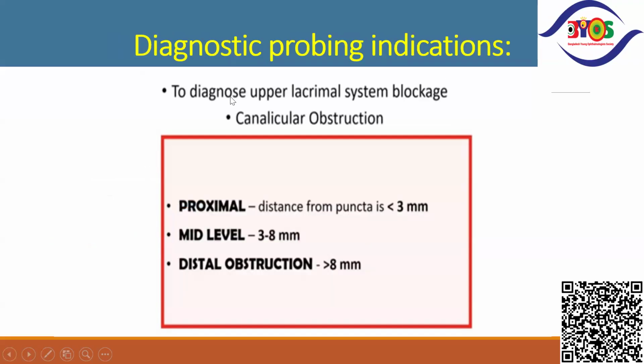The diagnostic probing indications are to diagnose upper lacrimal system blockage and canalicular obstruction. If there is a proximal blockage, the distance from the puncta while we probe will not exceed the 3 millimeter mark, so it will be less than 3 millimeters. In case of the mid level, it is 3 to 8 millimeters, and in distal obstruction, it is more than 8 millimeters. So after we probe, if it is more than 8 millimeters, then we will assure ourselves that the result is distal obstruction of the nasolacrimal duct.